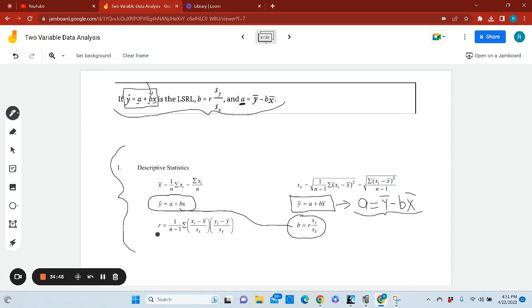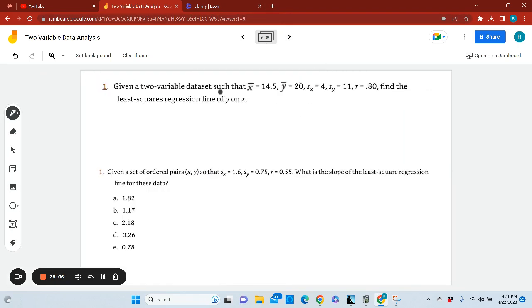Here's the formula for correlation itself, which you are probably not going to have to use. This is the standard deviation formula. You don't need to worry about that right now. This is the formula for a mean, so you don't need this right now. These are your least squares regression line formulas that you need to know, and they are all on your formula sheet. All right, so let's look at an example.